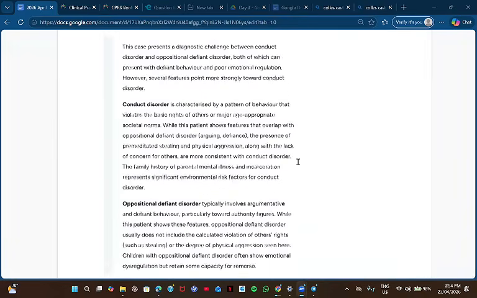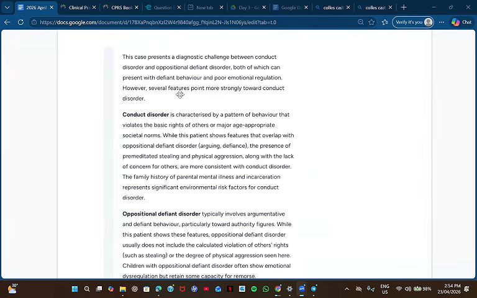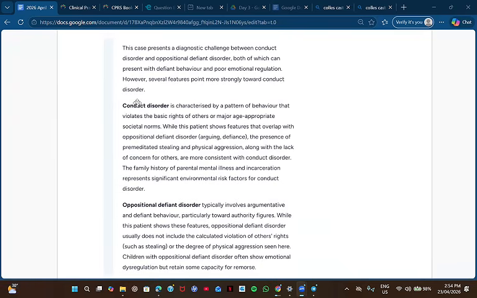Yes. This case presents a diagnostic challenge between conduct disorder and ODD, right? That's why this is one of the best questions. This can be so confusing, both of which can present with defiant behavior and poor emotional regulation. However, several features point more strongly towards conduct disorder.